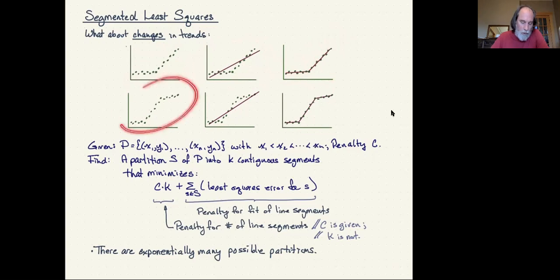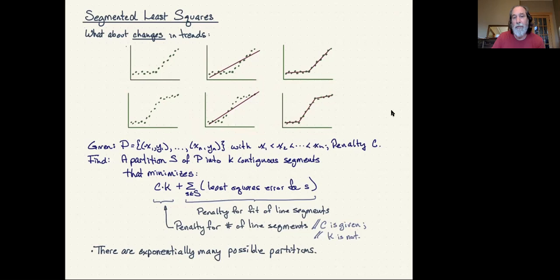Or maybe this one, right? The least squares error line looks like this. You might say, this is not really representing my data. Maybe these three lines tell me what's actually going on there. It's increasing very slowly or not at all, and then it increases fast for a while, and then it goes to increasing very slowly.